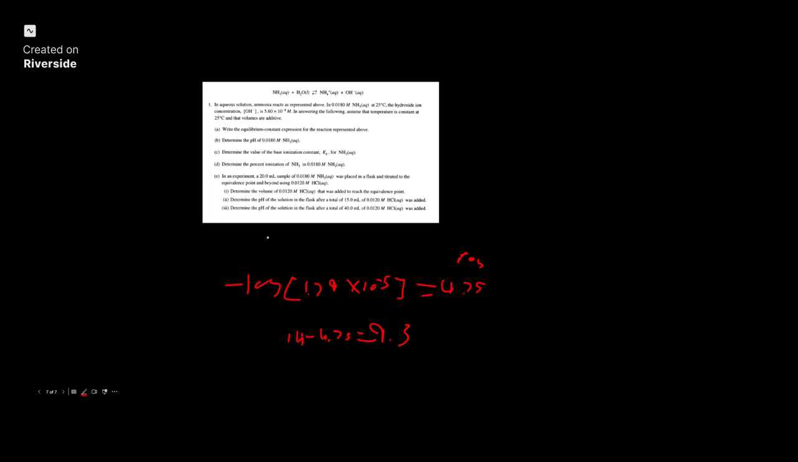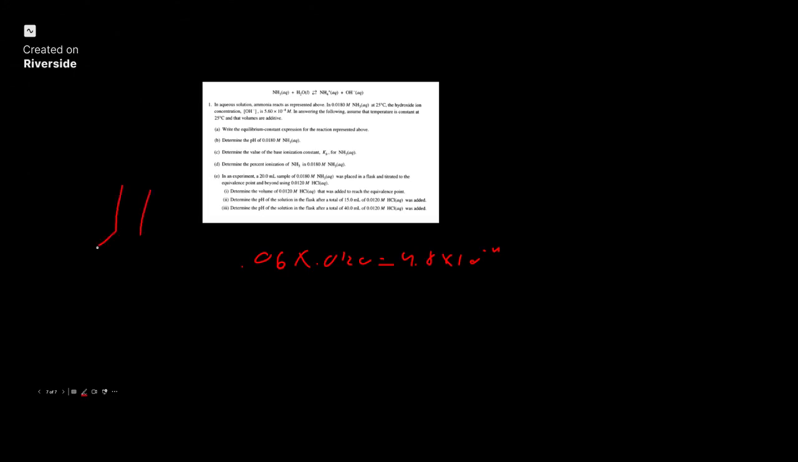So we have the last one. Determine the pH of the solution in a flask after a total of 40 milliliters of 0.0120 HCl was added. So let's just figure out the amount of moles again. So let me just erase this. It's kind of hard to erase because my screen is black. So yeah, same process. 0.04 times 0.0120 will give us, I think, 4.8 times 10 to the negative fourth, and then we already had 3.6.